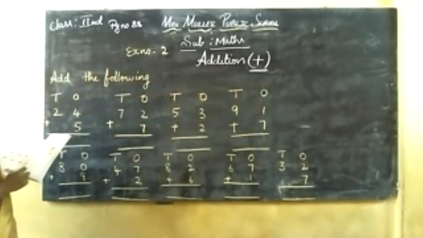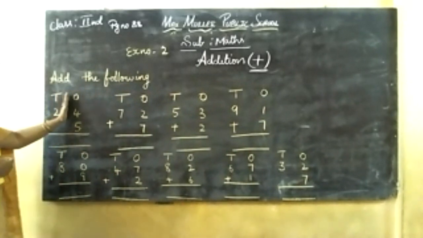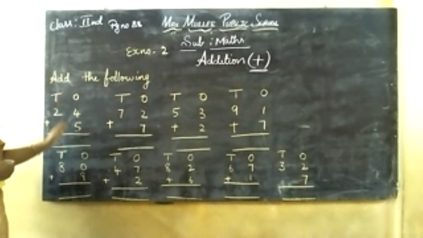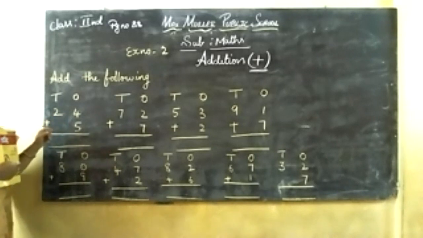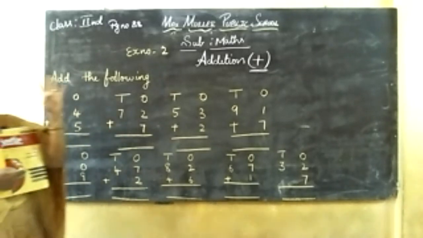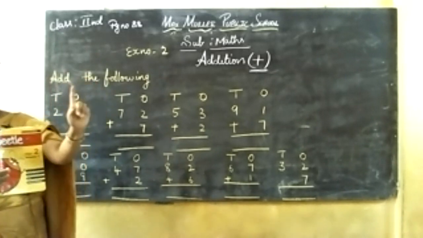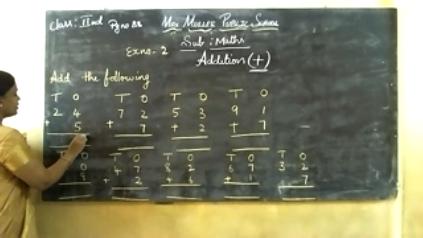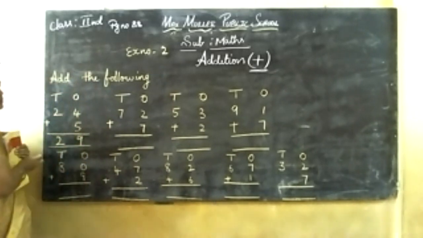See the sums properly, children. First, which numbers do you add? These two numbers, the ones column. First you add the ones column, then after that you go to the tens column. Now in these two numbers, which one is bigger? 4 or 5? 5 is the bigger number. So keep 5 in the mind, 4 on the finger. After 5, 6, 7, 8, 9. 2. Here no number, so as it is you write 2.